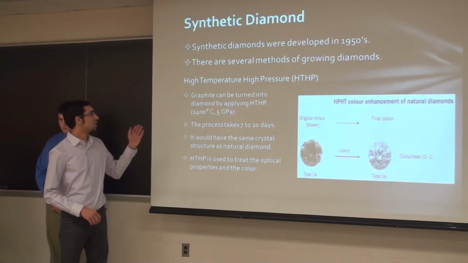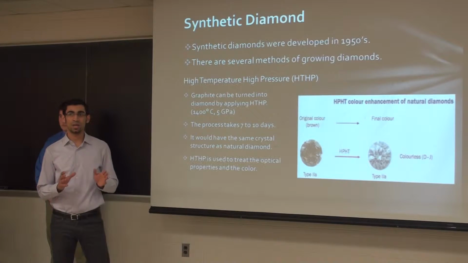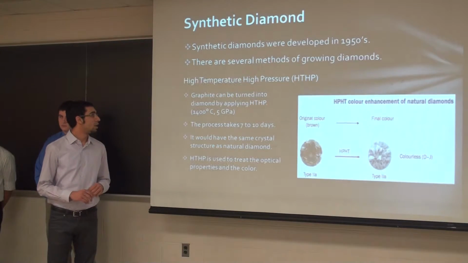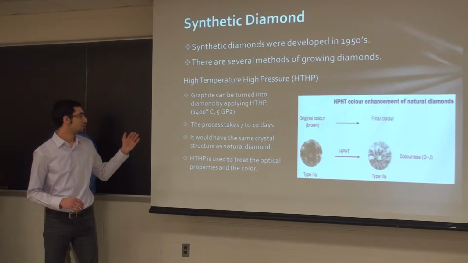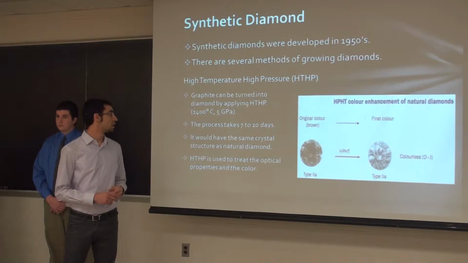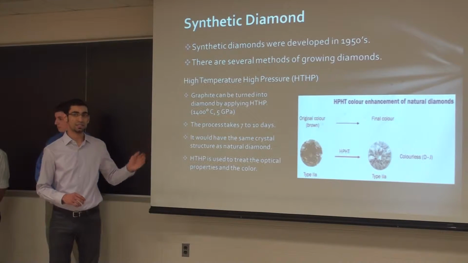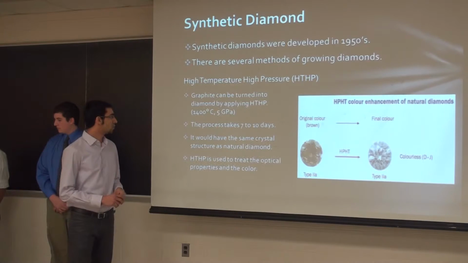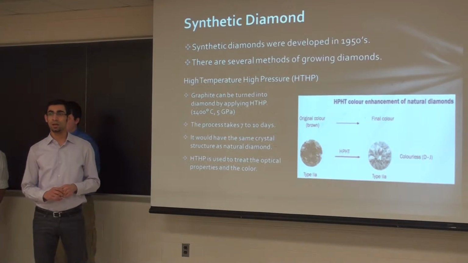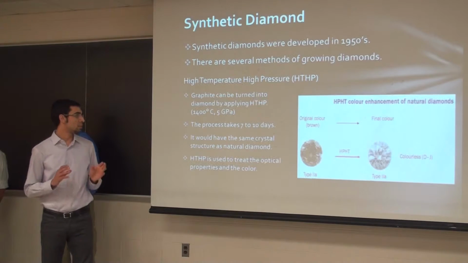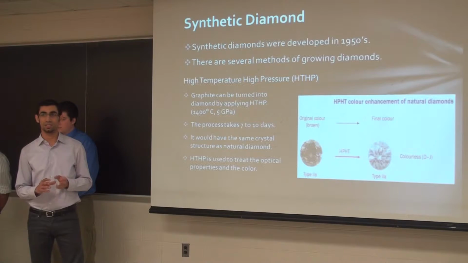In high temperature, high pressure, graphite can be turned into diamond by applying high temperature and high pressure. Just to give an idea, we are talking about a temperature of 1400 degrees Celsius and a pressure of 5 gigapascal. Now the HPHT process takes 7 to 10 days to be completed, but once it's completed, the synthetic diamond has the same crystal structure as the natural diamond.